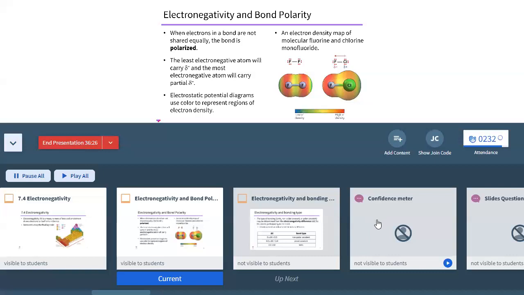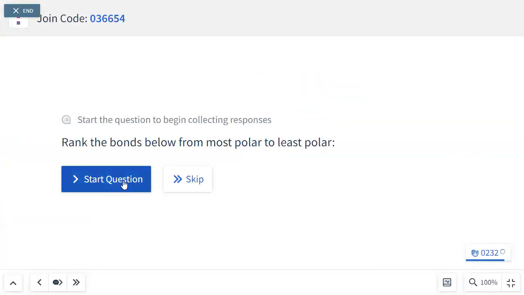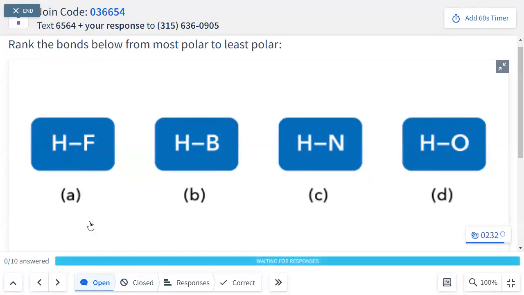All right, so let's close up today with a quick question here. This is a ranking question. I've got 4 bonds. They're all hydrogen to something else. Which of these bonds would be the most polar and which would be the least polar? Put them in order from there.